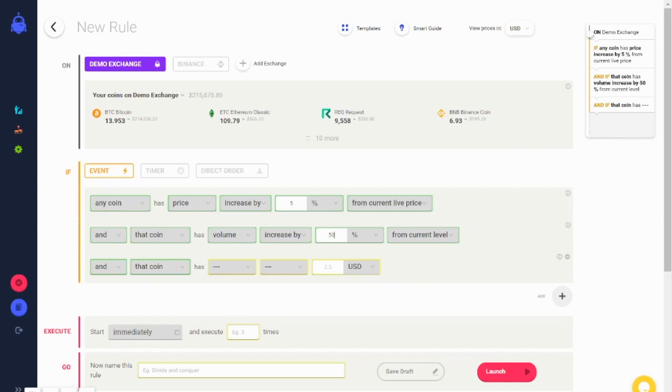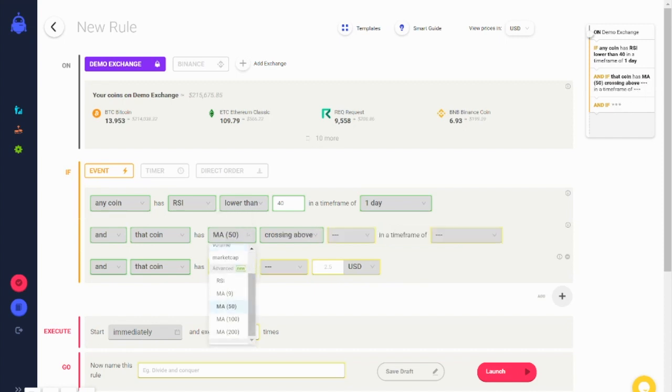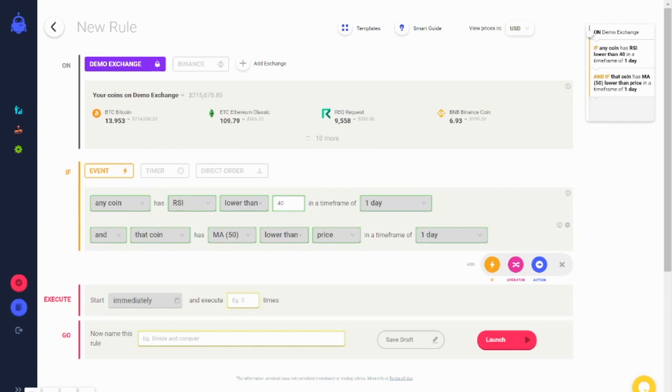You can combine the use of a moving average with the RSI to get the best of these two complementary indicators. For example, if the RSI is lower than 40, let's say in a time frame of 1 day, and the MA50 is lower than the price in the same time frame, this could indicate a good opportunity to buy a certain coin. That's just one example of many possibilities.